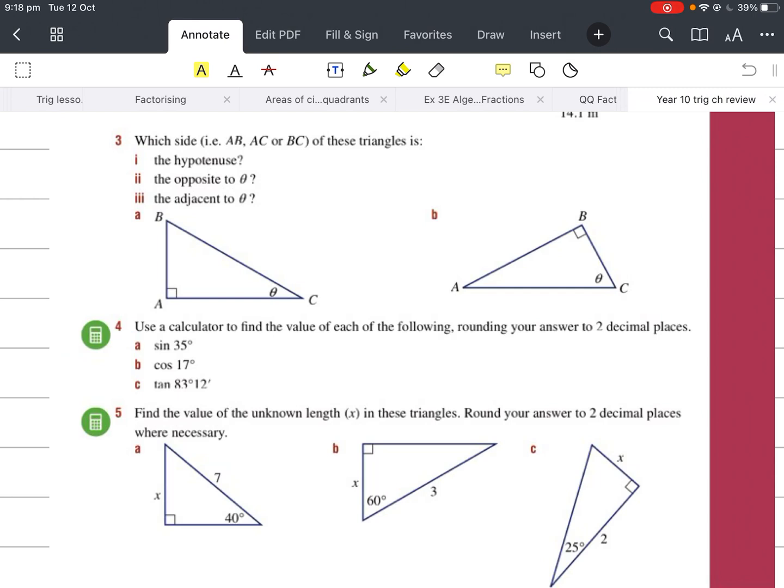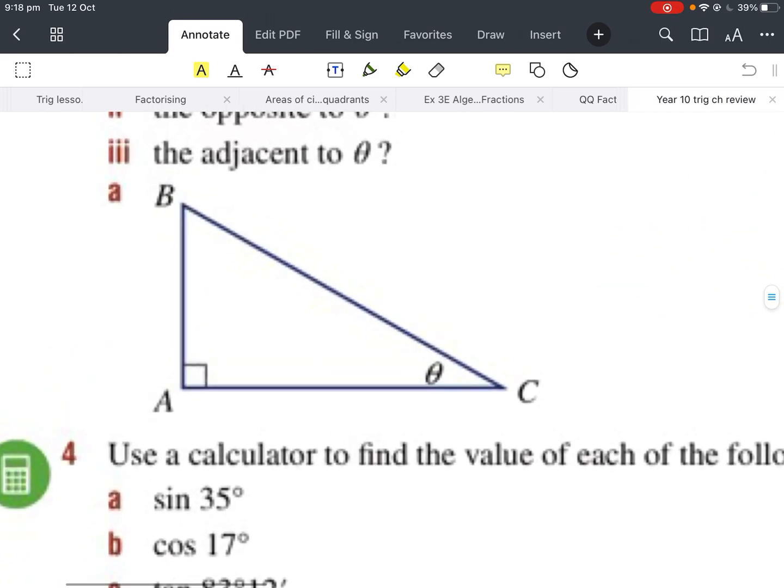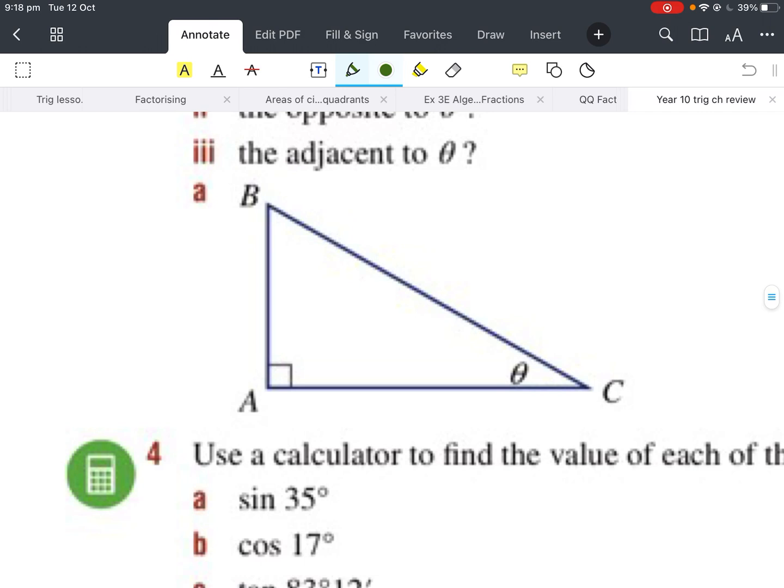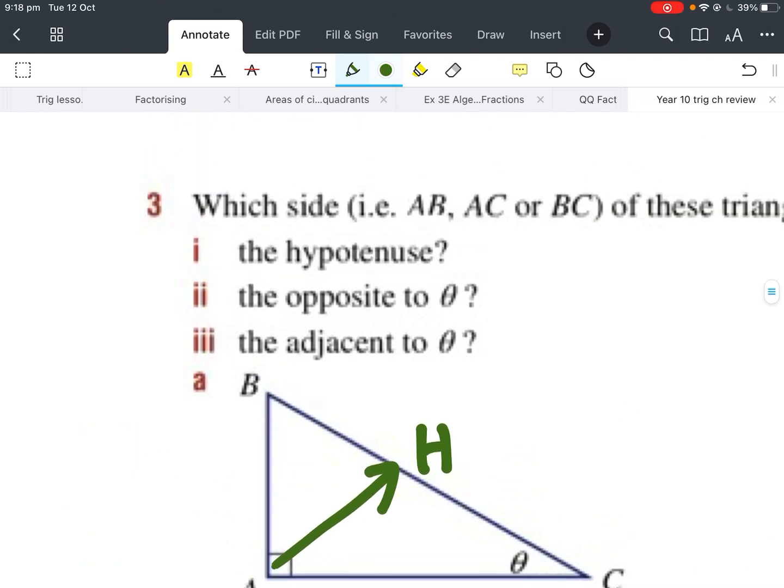All right, question 3 says, which side, I'm just going to do A, you can do B on your own. Which side, AB, AC, or BC, of these triangles is the hypotenuse? Okay, so remember, opposite the right angle, that's the hypotenuse, isn't it? So that's 2 letters on either side, that's BC.